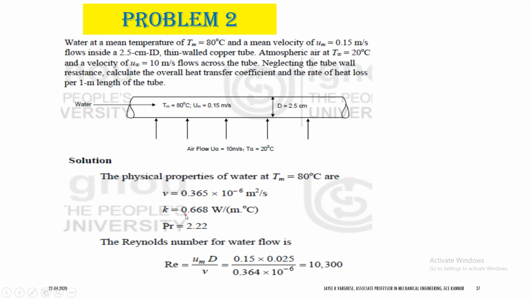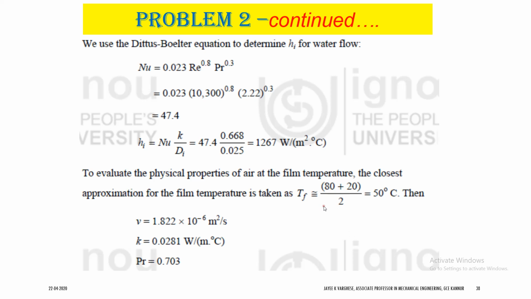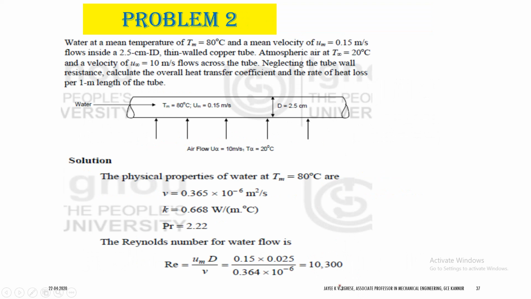So knowing these values, using kinematic viscosity, we can calculate Reynolds number: average velocity inside the pipe times characteristic dimension, here the diameter of the pipe, divided by kinematic viscosity. Substituting the values with the proper units, we get the Reynolds number equal to 10,300. Reynolds number is a dimensionless number, and knowing its value, we need to decide whether the flow is laminar or turbulent. For a circular pipe, below 2300 flow is laminar, and above 2300 we can consider the flow to be turbulent. So this is above 2300, and we need to use a suitable equation for turbulent flow inside a pipe.